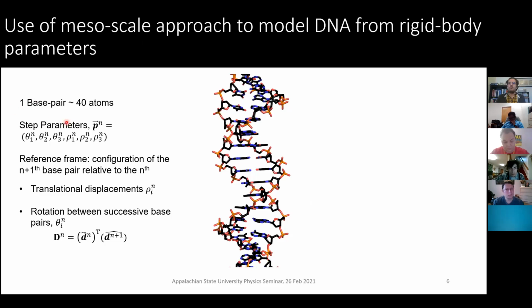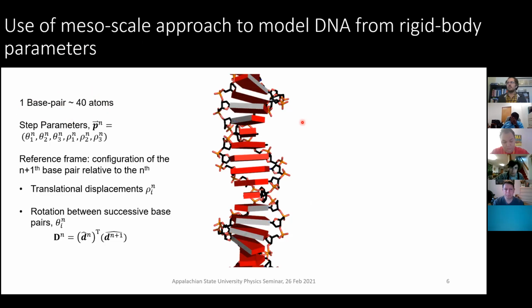We know that one base pair has approximately 40 atoms, and that's a lot of detail to factor in. But if you take a look at this linear form of DNA, you might notice that every base pair between the two chains, they kind of look the same. They kind of look like a rectangular form. So we can model forms of rectangles on these base pairs.